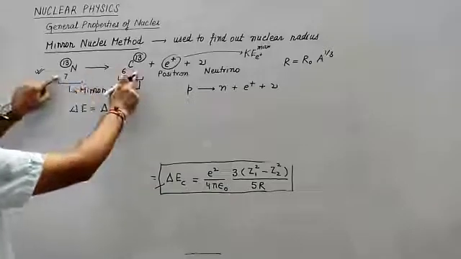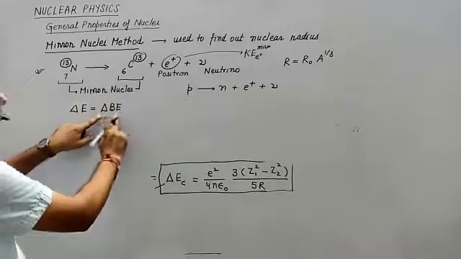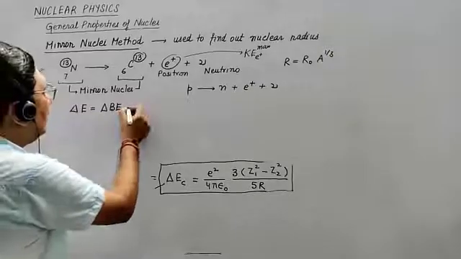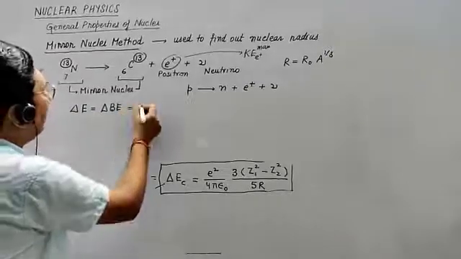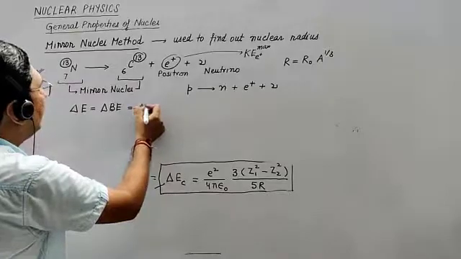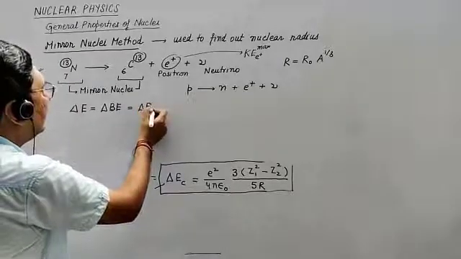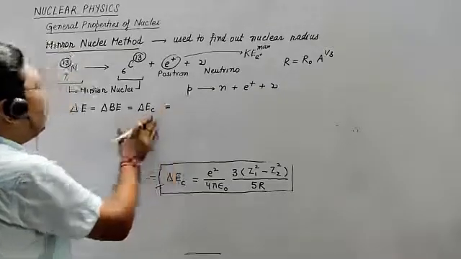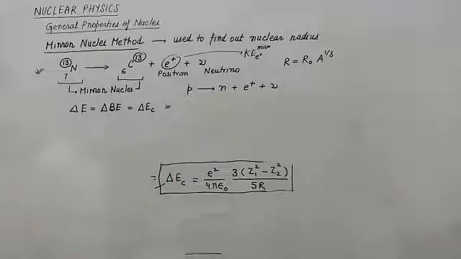Whatever is the change in binding energy of these two nuclei, that will be the released energy. We have calculated that this will be equal to delta EC. Now this much amount of energy is released.